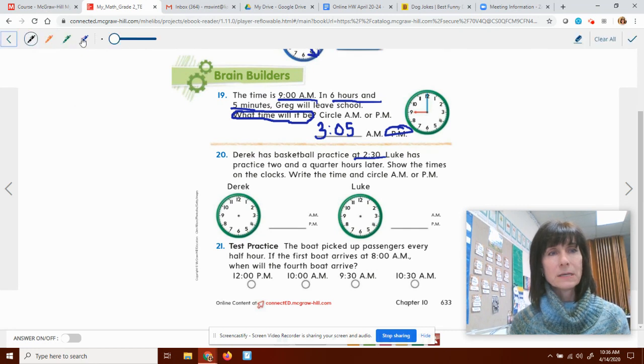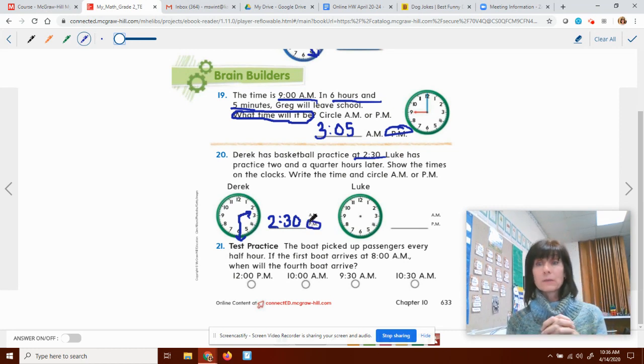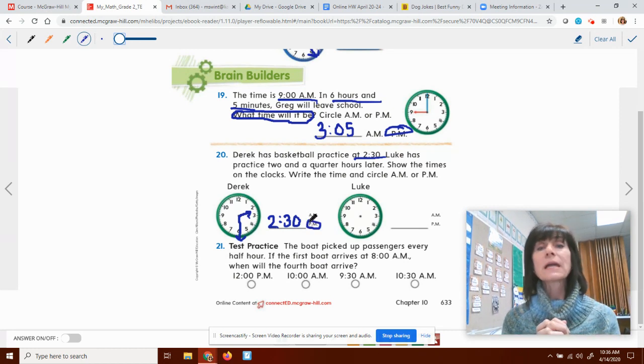We'll see. Get that pen to work, Mrs. Swint. So it's between the 2 and the 3 is my hour hand. 2. And then 30, well, I know that's half past the hour. So we've got our colon that separates our hour and our minutes, colon. And then we know this is p.m. because they're not going to have basketball practice in the middle of the night.